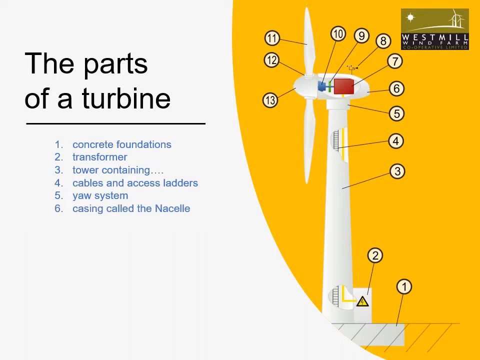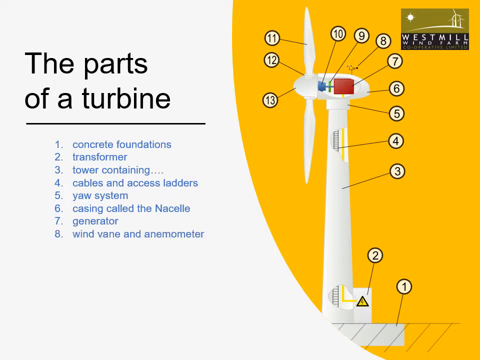Next we have the casing, which is called the nacelle. Now we've mentioned this previously, and this houses all the working parts and protects them from the weather. It also contains a controller that starts and stops the turbine depending on the conditions. Number 7 is the generator. This is the working part which converts rotational mechanical energy into AC, alternating current electricity.